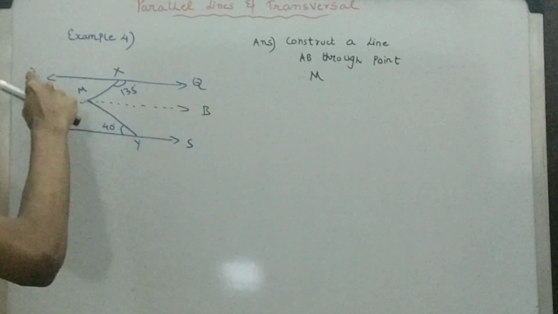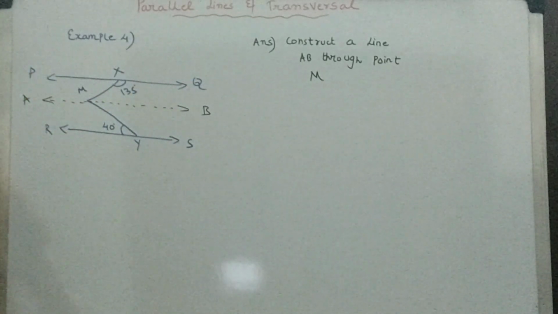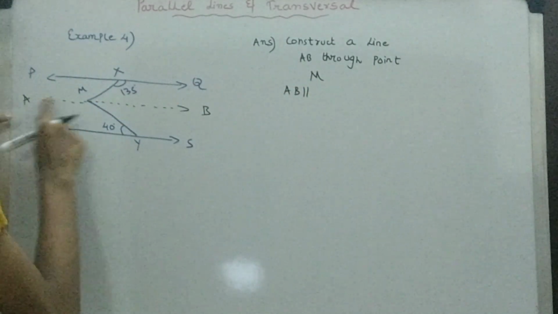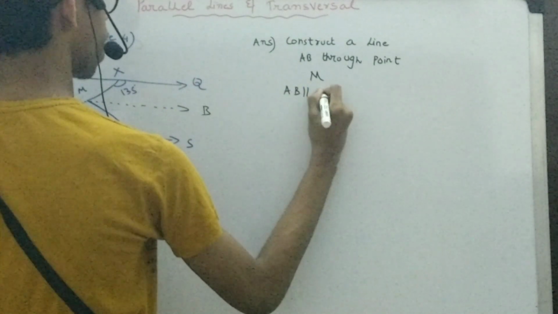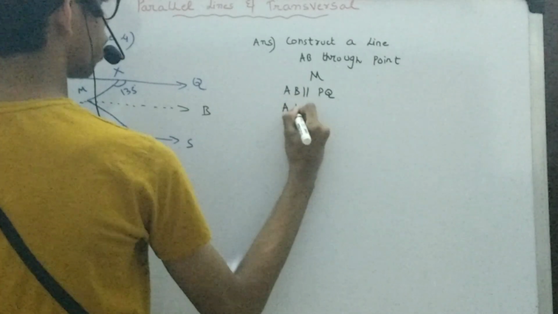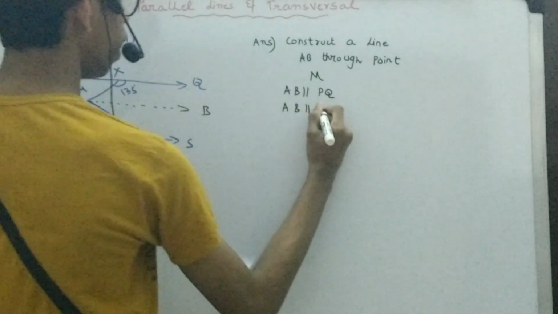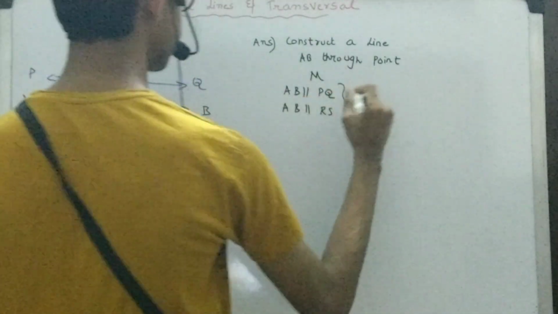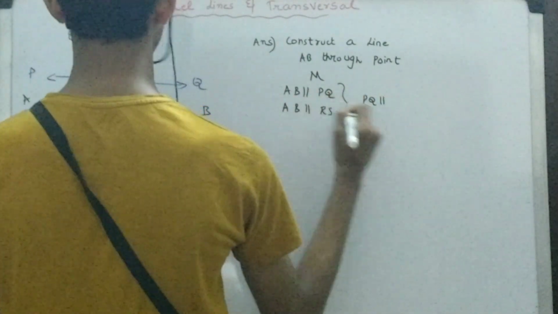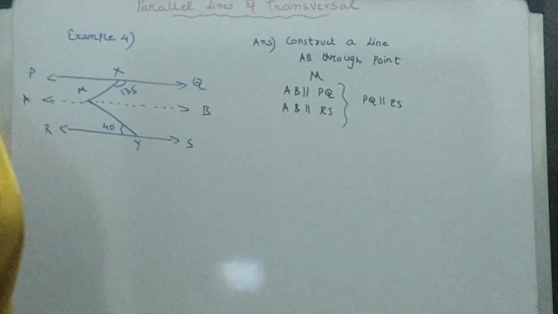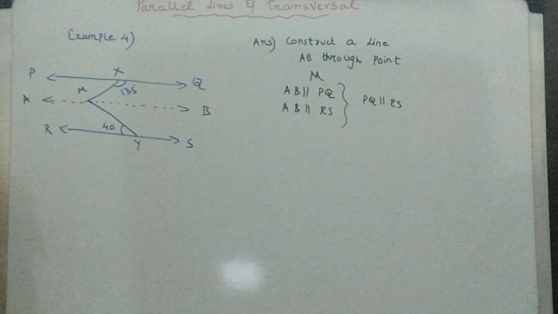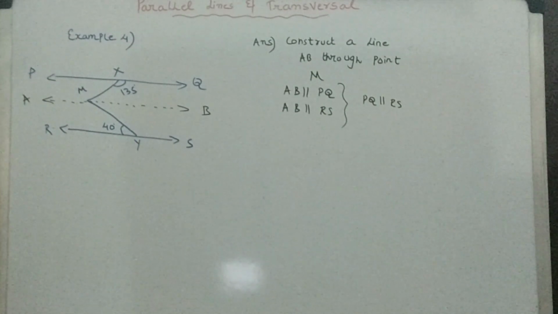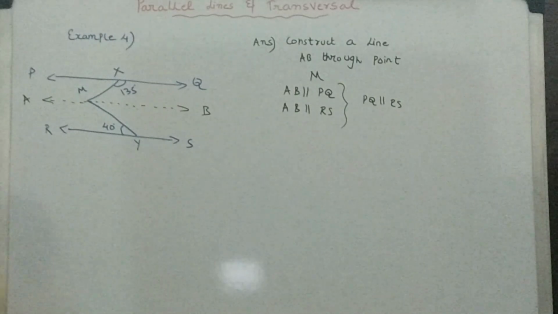Since PQ is parallel to RS, it is given to you in the question, we can also say that AB, the line that we have constructed, is parallel to PQ. Similarly, AB is parallel to this line RS. Why are we saying so? Because in the question it is given that PQ is parallel to RS. We have seen theorem number 6.6: lines which are parallel to the same line are parallel to each other. By using that theorem we have written like this.